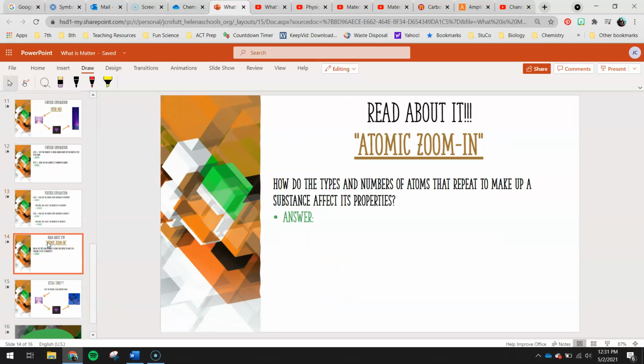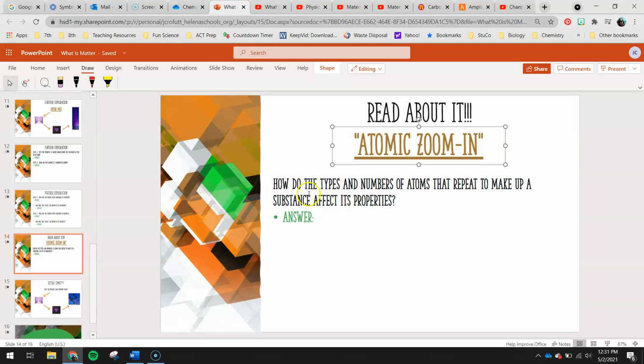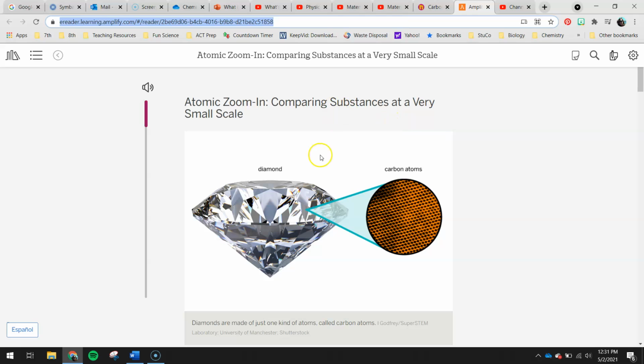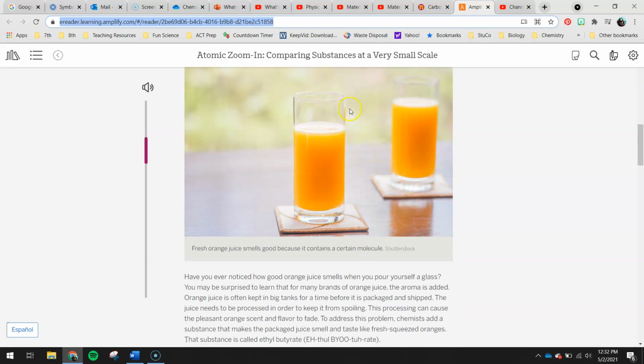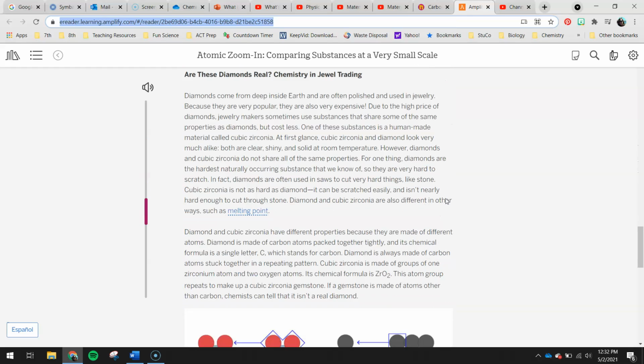Finally, you are going to learn a little bit more about atoms, molecules, and how we can have some different substances. You will right-click this little article here in Amplify, and you will go in and read or listen to this article. It's called Atomic Zoom In, Comparing Substances at a Very Small Scale. Again, you will see that reference to diamonds and how they are structured. One of the best parts about this is how atoms make your orange juice smell good and your socks smell bad. The same smell that we put in orange juice to make it smell good versus the same smell that makes your socks is the same chemical formula. They're just arranged differently. So you can go ahead and read about that.